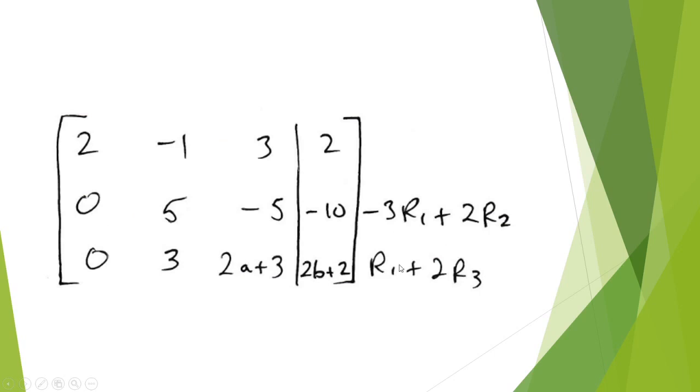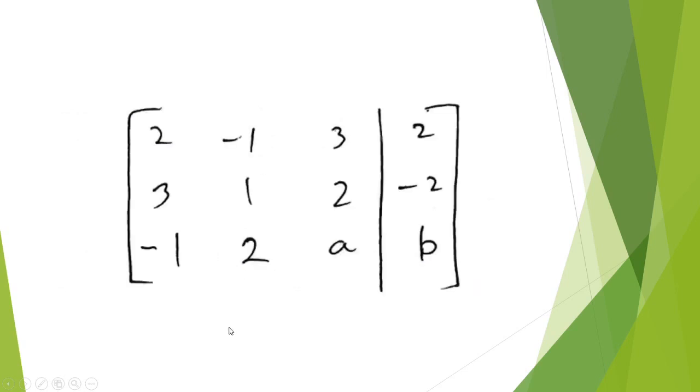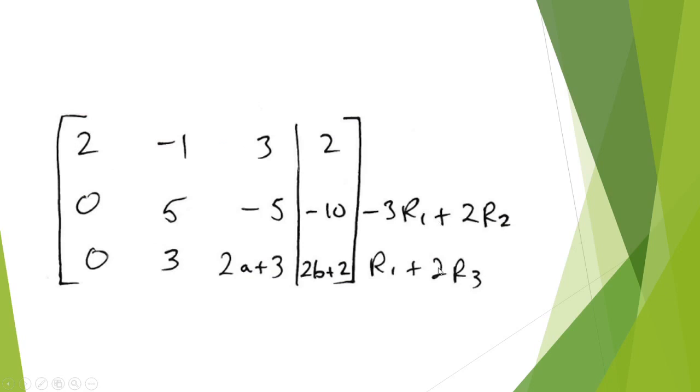And of course, you must do the operation to the variables as well, because we're doing r1 plus 2 times r2, so you multiply this by 2, so it becomes 2a, 2b, and then you're adding 2 times, 1 times of row 1, so you add 3 to this, and you add 2 to this.